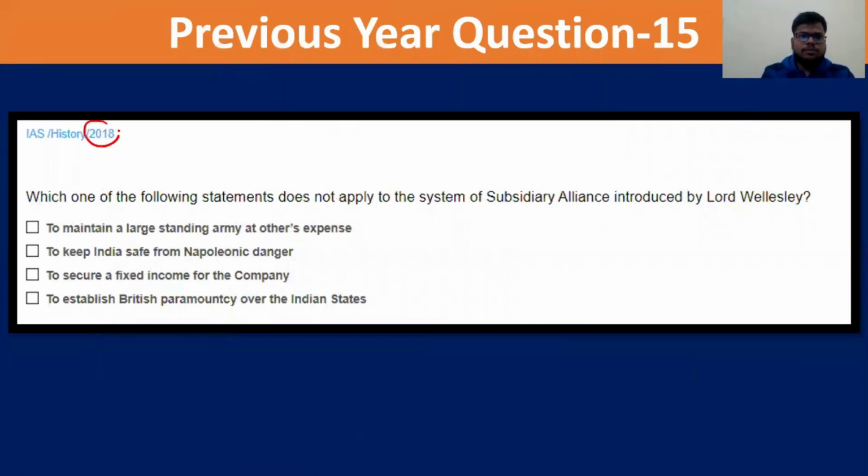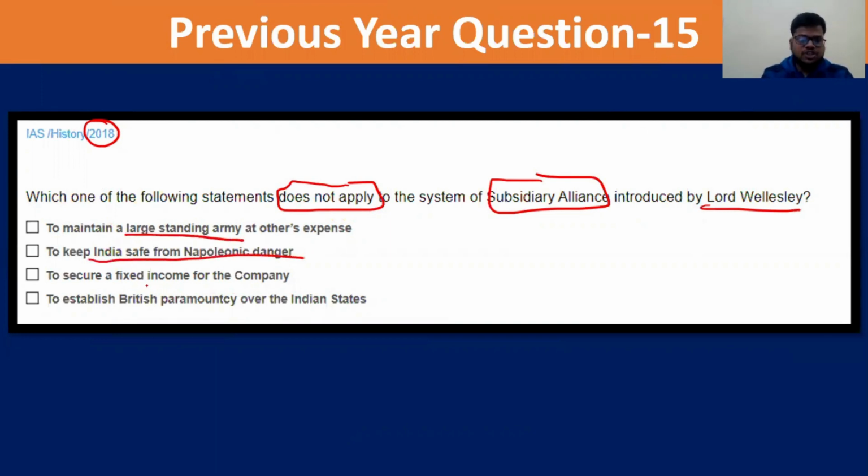Next, a 2018 question. Which of the following statements does not apply to the system of subsidiary alliance introduced by Lord Wellesley? To maintain a large standing army at their expense, to keep India safe from the Napoleonic danger, to secure fixed income for the company, to establish British paramountcy over the Indian states. Again, pause the video and try to answer the question. Very straightforward question.